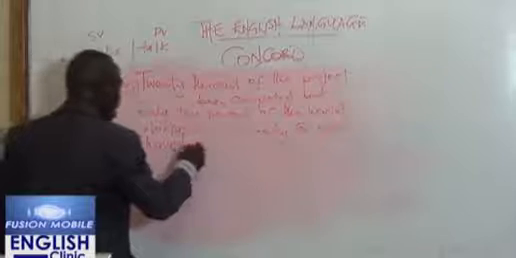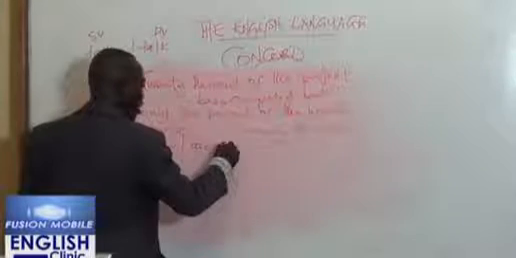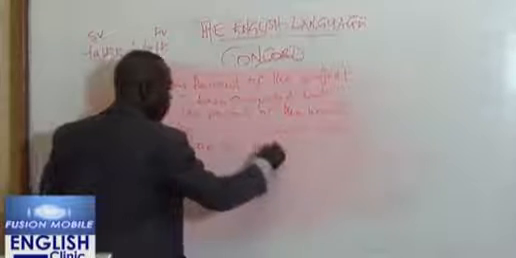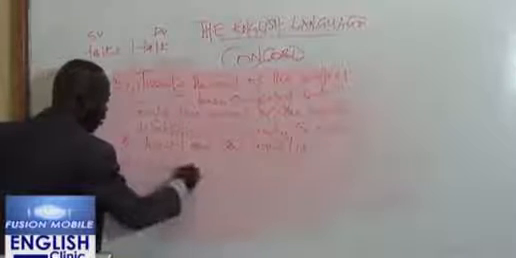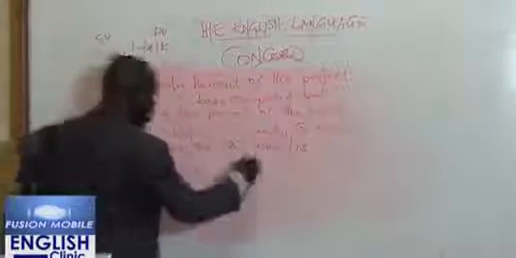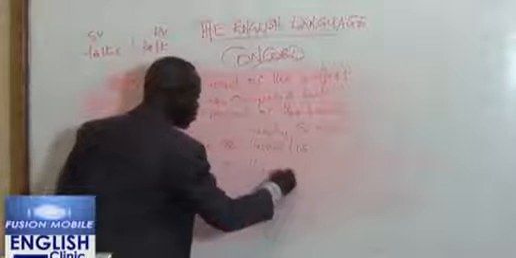Now let's have the following options. We have "has" and "have", we have "have" and "is", C, we have "has" and "are", and D, we have "has" and "is".